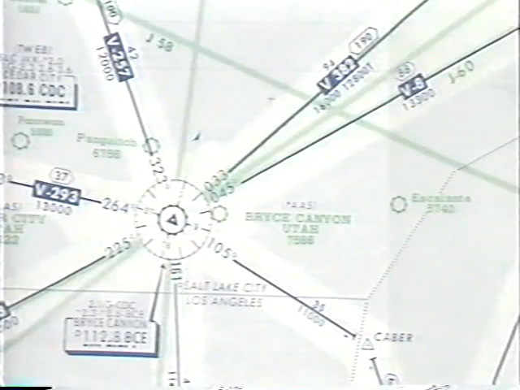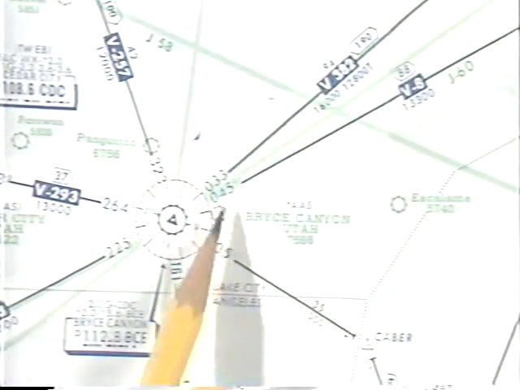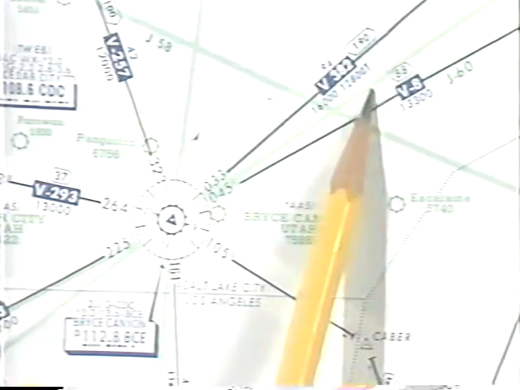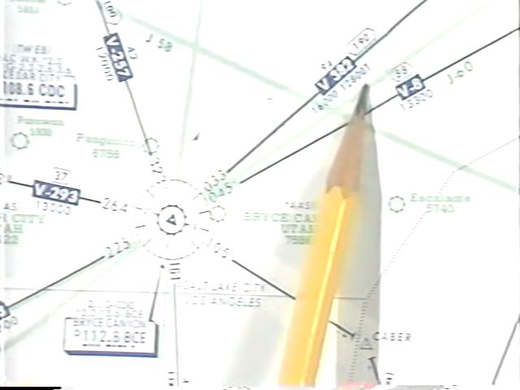Now, if we were approaching Bryce Canyon on Victor 382, and we had received a clearance for an approach to the Bryce Canyon airport, we could begin the descent from the MEA if we are within 22 nautical miles of the Bryce Canyon VOR. But, of course, we would not want to descend below the MOCA until we were on a segment of the approach.